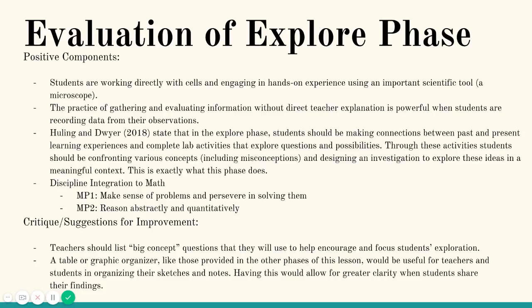So those questions might be something like, how does changing the magnification affect what you're able to see? Because we know that students will look at the cells with magnification of times 4, and then again with the magnification of times 10. And that would tie into the cross-cutting concept of scale, proportion, and quantity.